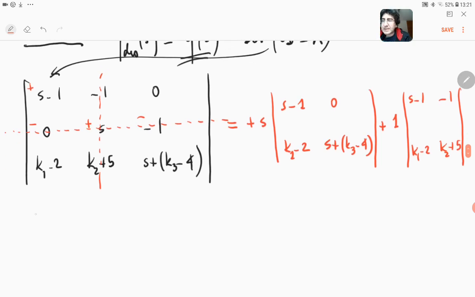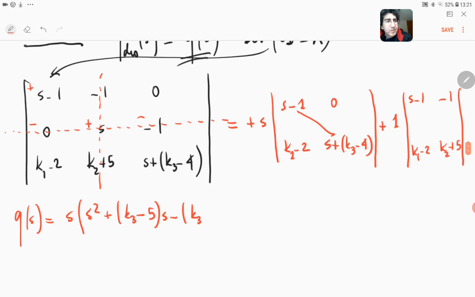So what is that? So this means that Q of s will be equal to s times s square. We need to find this determinant, plus k3 minus 5s minus k3 minus 4.